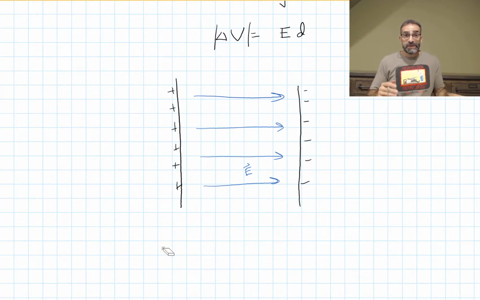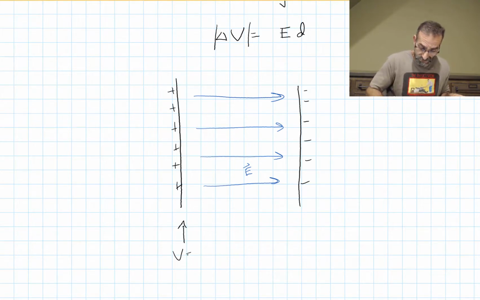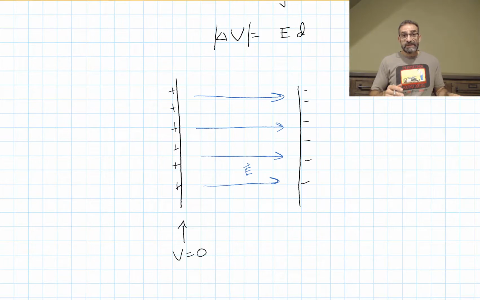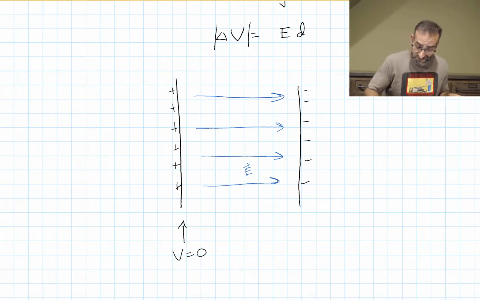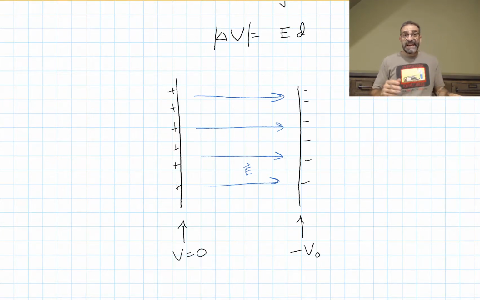What if I told you the potential on the left plate, the positive plate, was 0? What's the potential have to be on the rightmost plate, the negative plate? It has to be V naught lower than the positive plate because it's in the direction of the electric field.